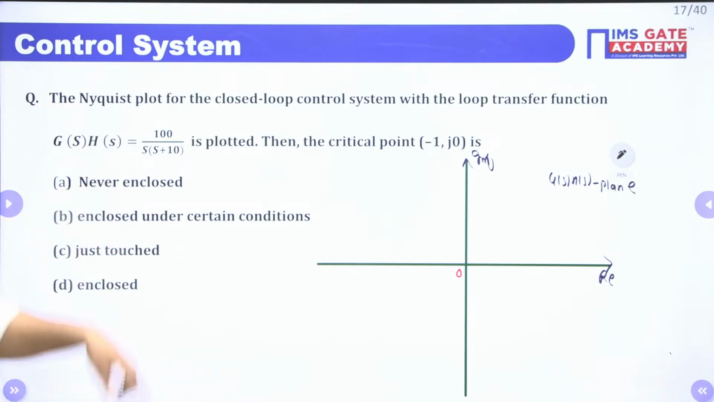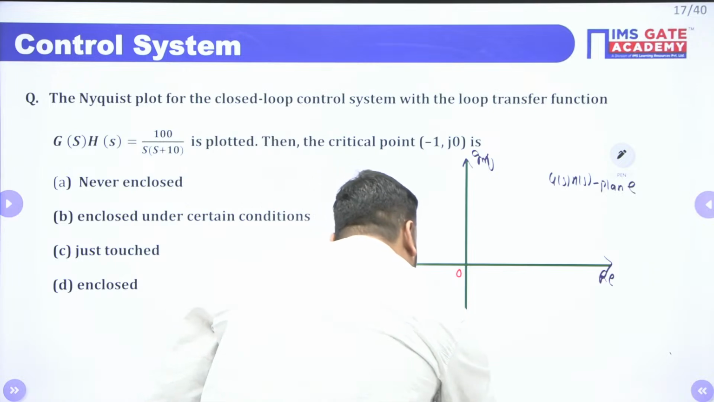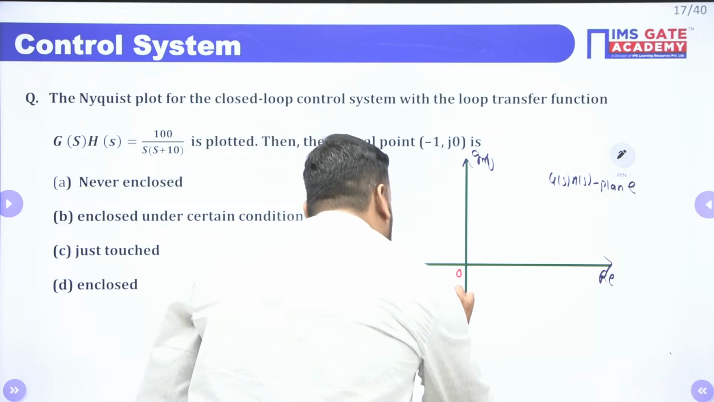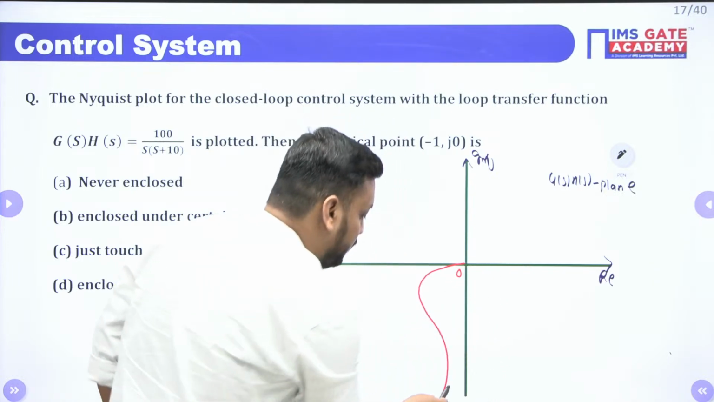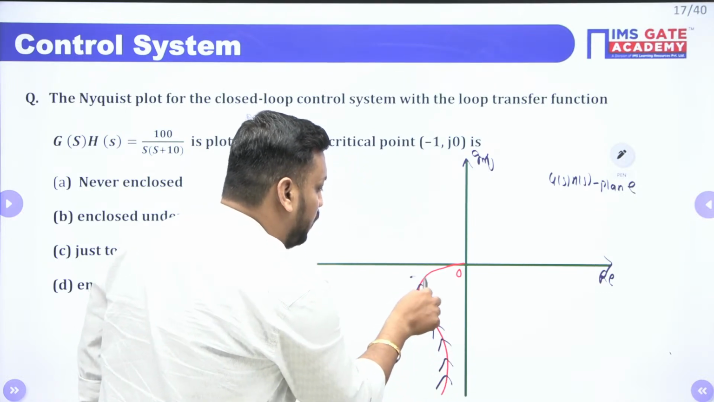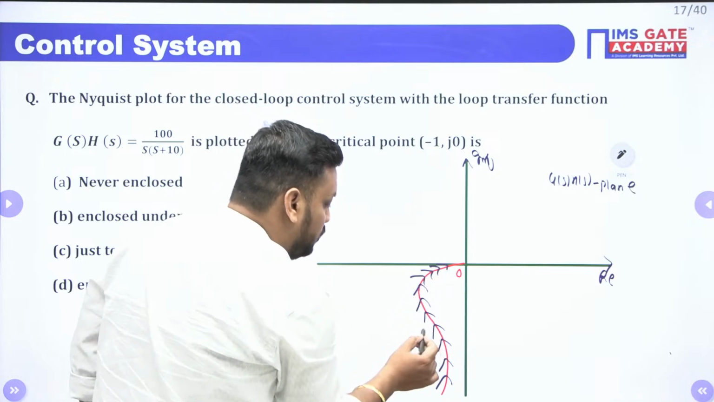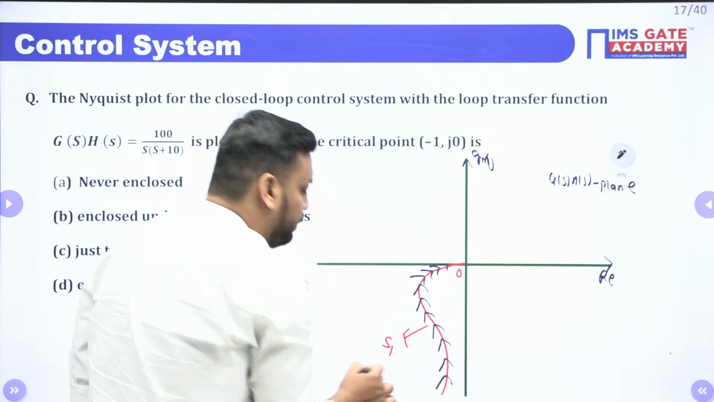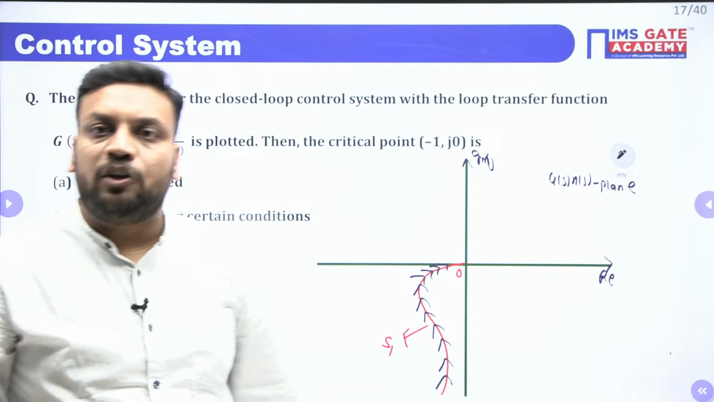Now tell me guys, what is the type and what is the order? Type is 1, order is 2. Type 1, order 2 means the polar plot will look like this. Type 2, order 2 means it looks like this. If you know the basic concept of polar plot, then you will get the shape like this. So this is your S1. And do you know the Nyquist plot concept?